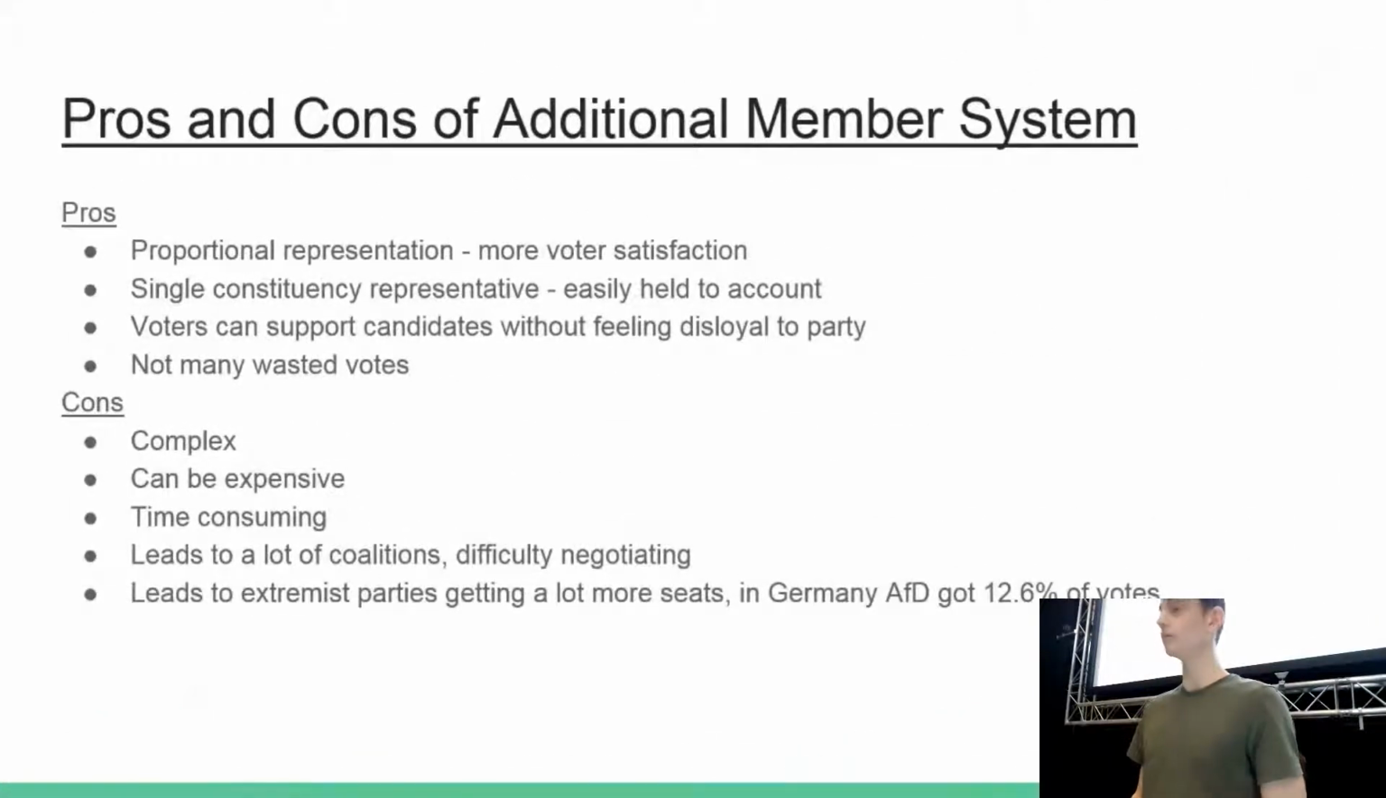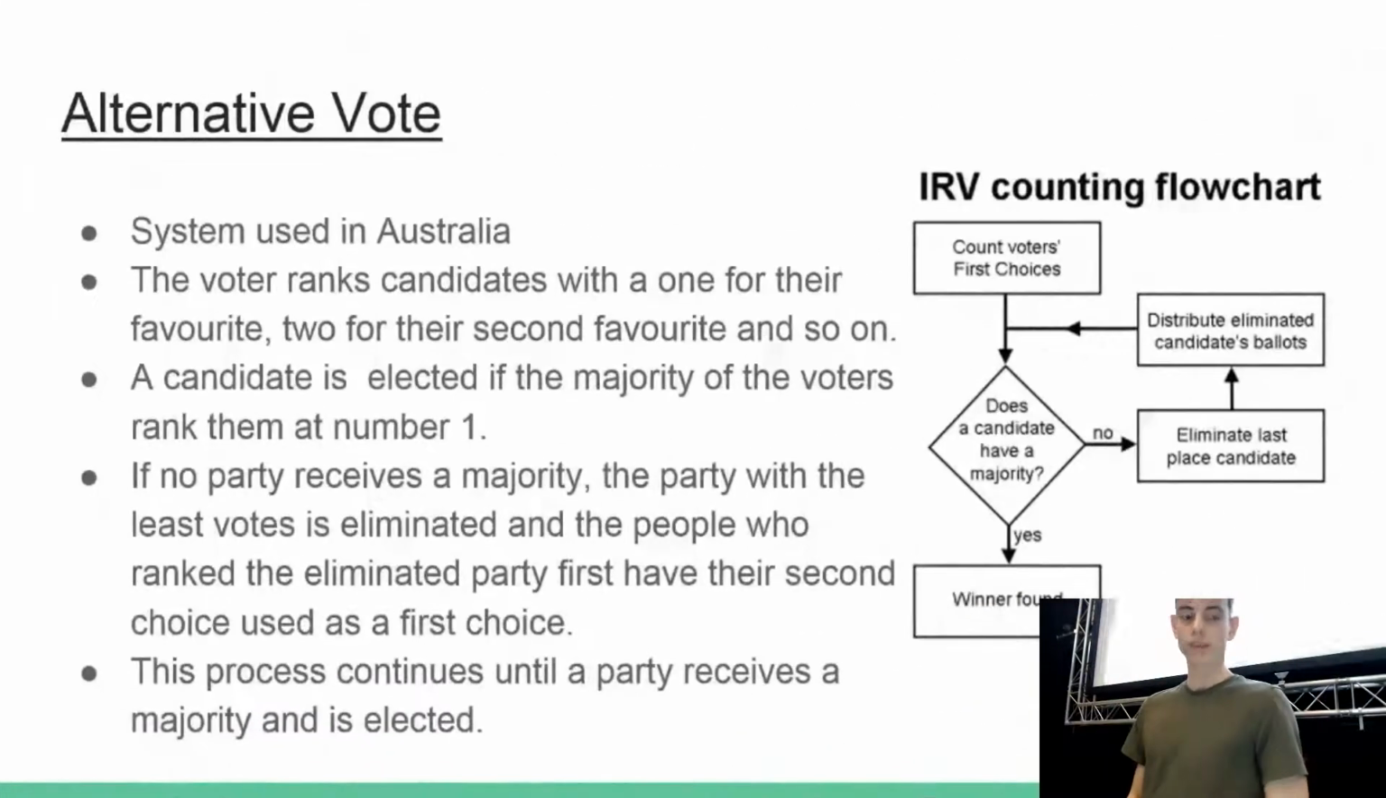A pro of the additional member system is it leads to more voter satisfaction as all votes are considered. However, a con is it leads to extremist parties getting a lot more seats. For example, in Germany, the AfD, Germany's equivalent of the BNP, got 12.6% of votes and 13.3% of seats.